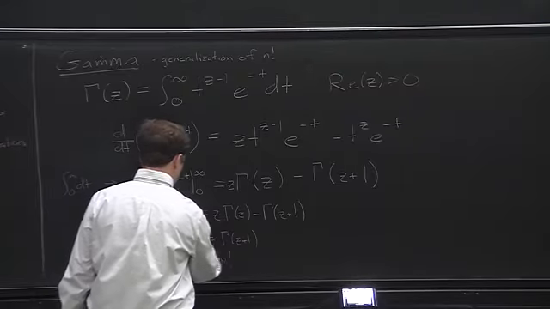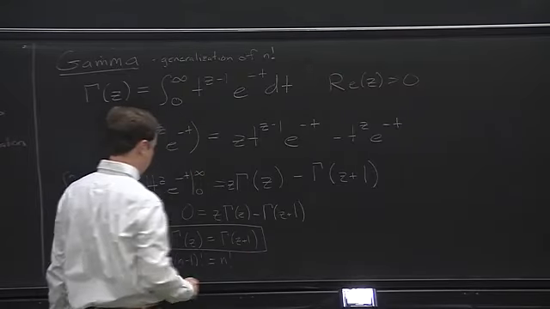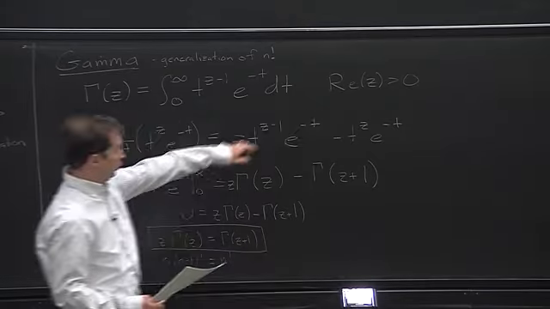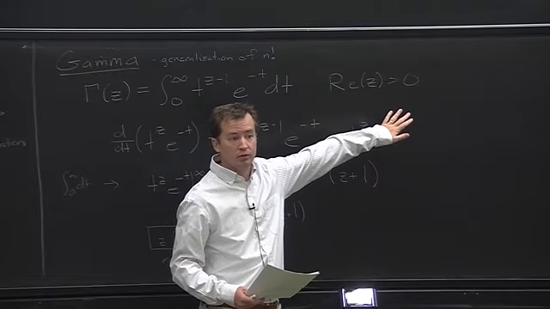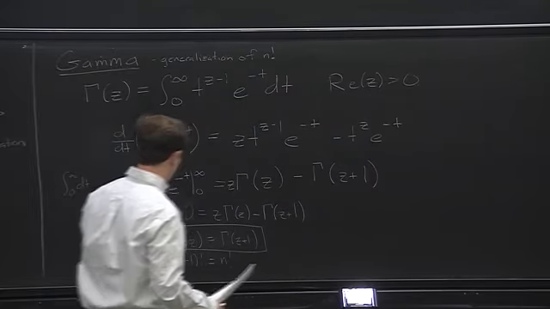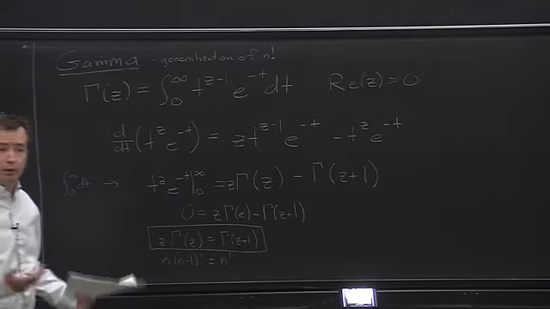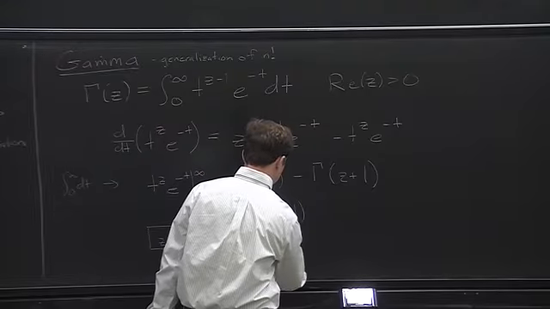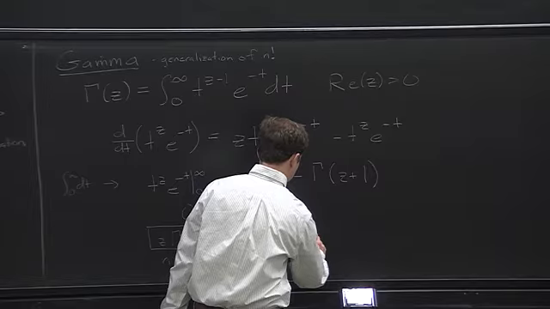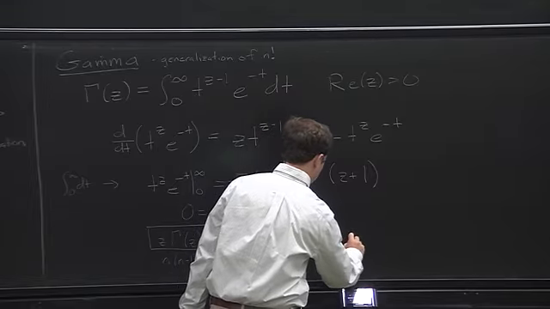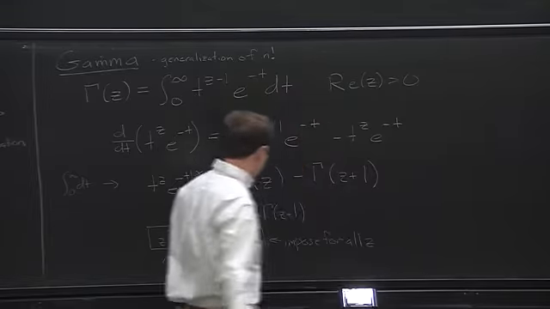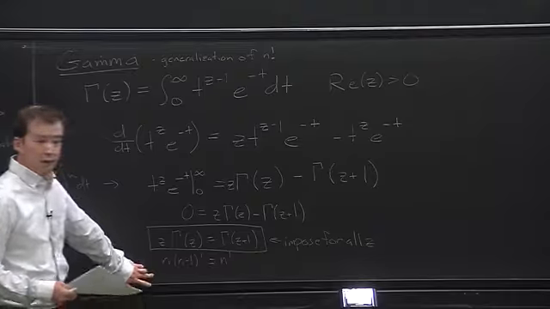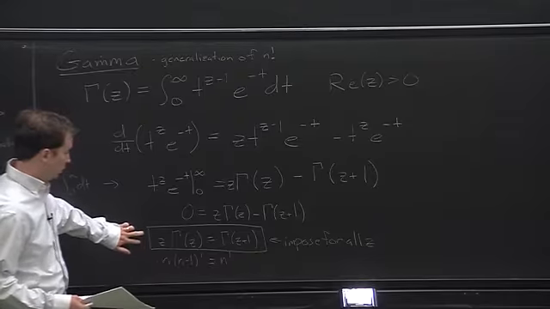So this is the so-called functional relation. And we derived it assuming the real part of z is positive. But we can impose it on the entire complex plane. And if we do that, it gives us a generalization of the factorial that's defined on the entire complex plane.